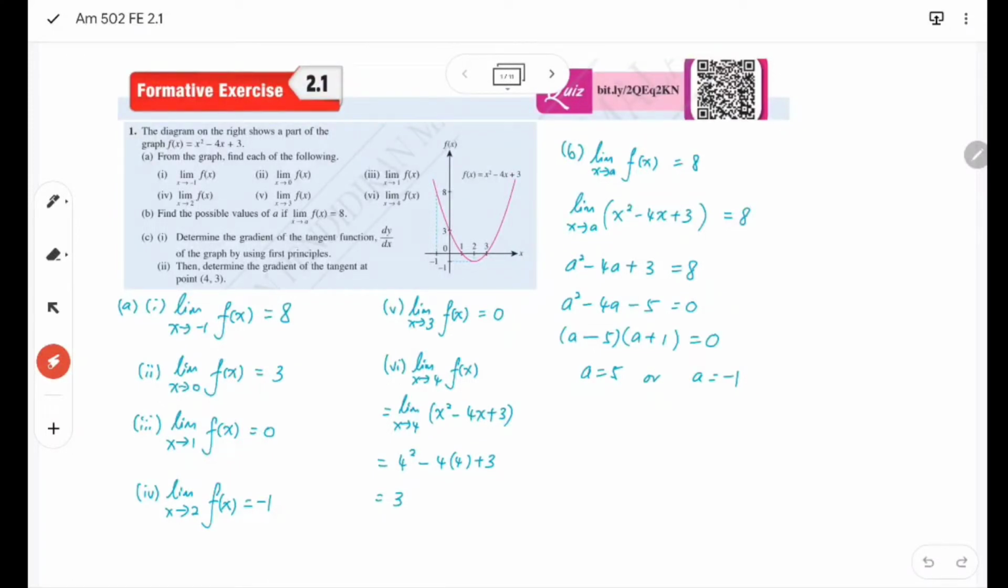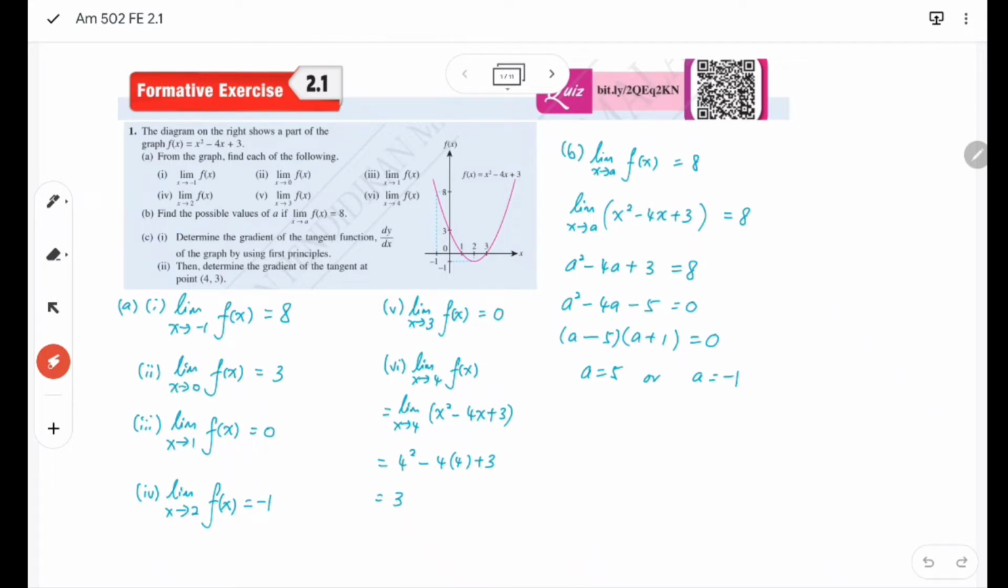Number 1. The diagram on the right shows a part of the graph f(x) equals x squared minus 4x plus 3. A. From the graph, find each of the following. Number 1. Limit when x tends to negative 1 of f(x).